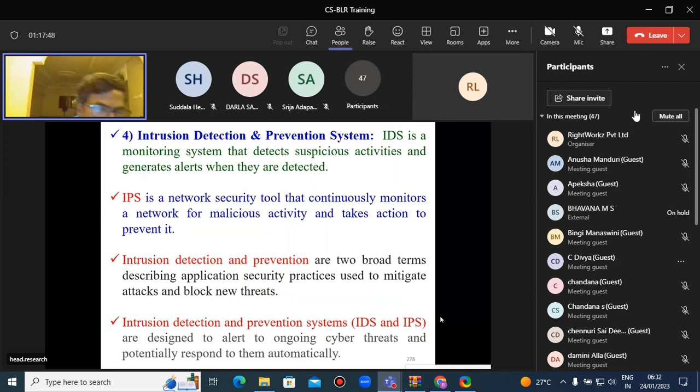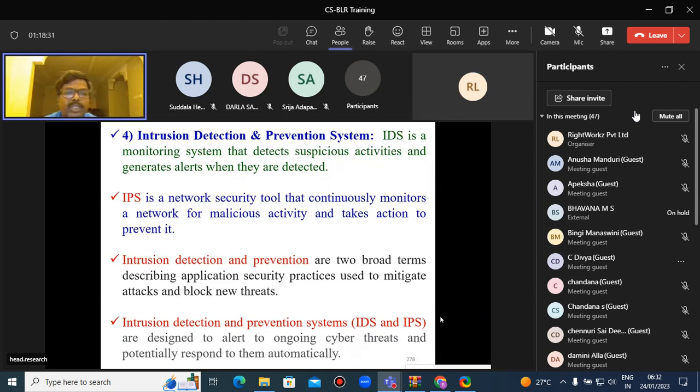Then the fourth one is the intrusion detection and prevention system. An intrusion detection system is a monitoring system that detects suspicious activities and generates alerts when they are detected. Suppose you have a double authentication mechanism on your mobile, and somebody enters your account from another system. Immediately you get an alert saying there is suspicious activity, somebody is using your account, please check. That is called an intrusion detection system.